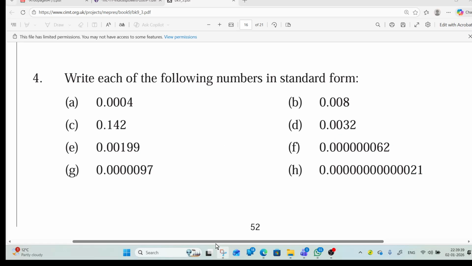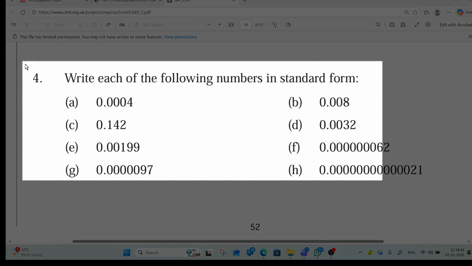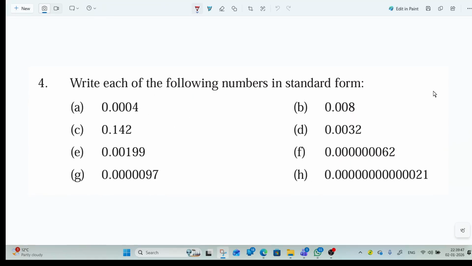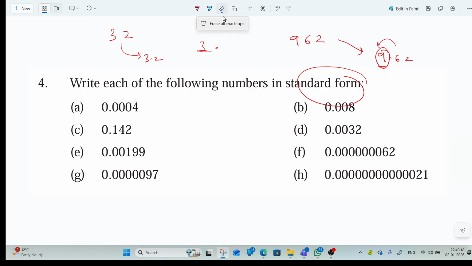For example, here all these numbers are really small, right? They all are less than 1. So to convert it into standard form, let's see what is the difference when we are converting a bigger number and a smaller number. We know that to convert a number into standard form, there should be a non-zero number, and after that we should put the decimal. Like if you have 32, you need to convert it into 3.2, right? If you have 962, you need to convert it into 9.62. So only one non-zero number should be there before the decimal, right?